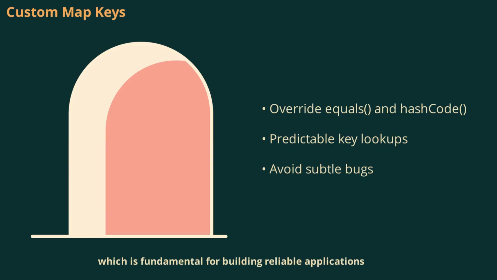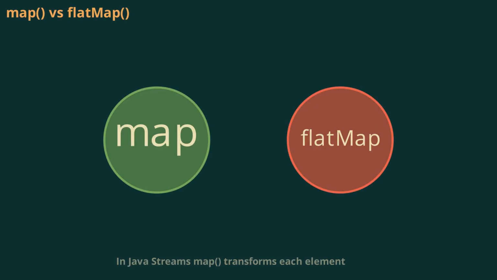In Java Streams, map transforms each element while flatMap flattens nested structures. For example, map can convert a list of objects to a list of their names, whereas flatMap can flatten a stream of lists into a single stream. This distinction is especially important in functional programming and data processing pipelines. Mastery of these concepts demonstrates your ability to write clean and efficient code using Java's Stream API.